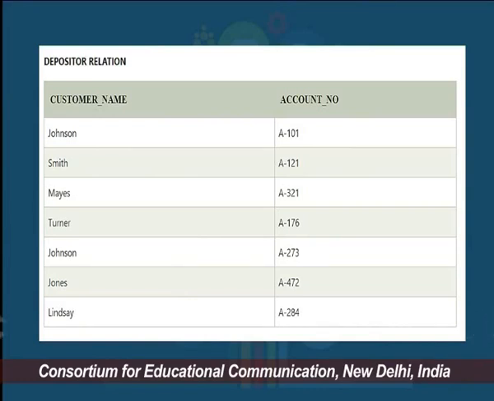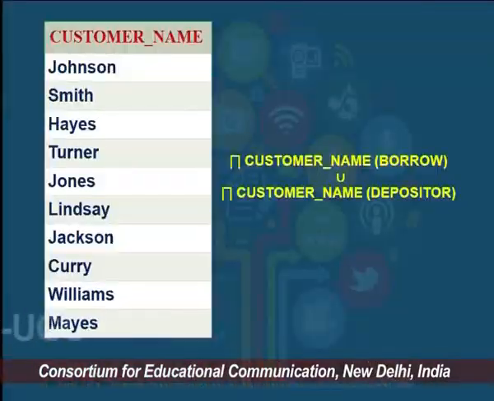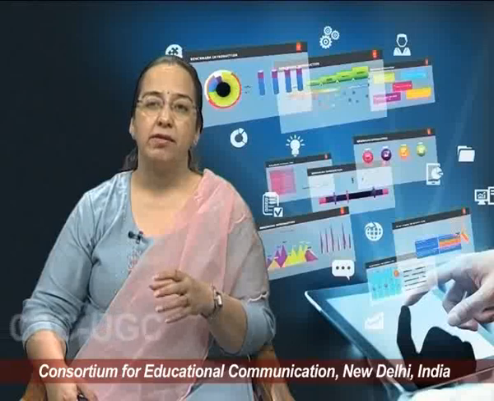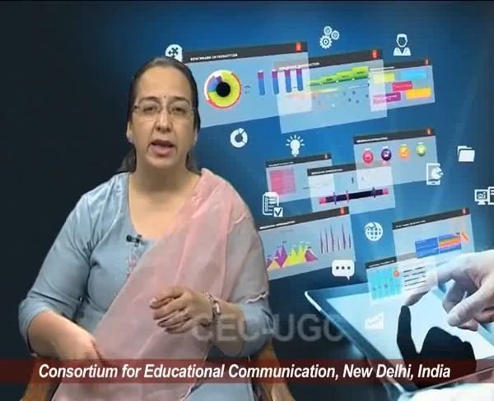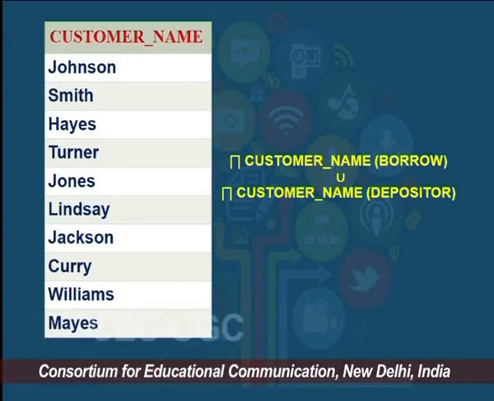Then we need to take a combination of these two, and that combination will come with the help of the union operation. So how are we going to take the union? Here, if we want only the customer name, we will first project, taking out customer name from the depositor as well as customer name from the borrower, and then we will take a union of these. So we execute it as pi customer name from borrow union pi customer name from depositor.